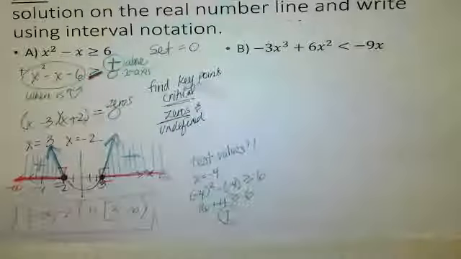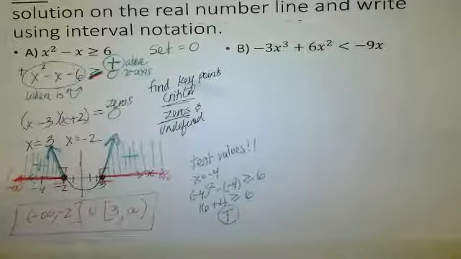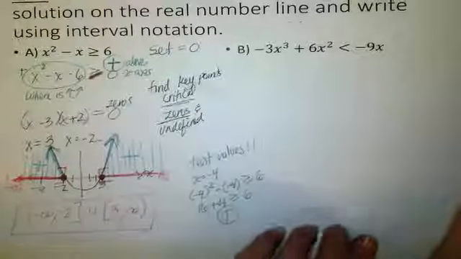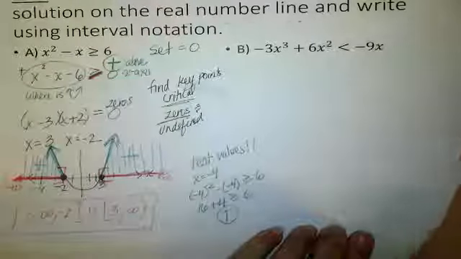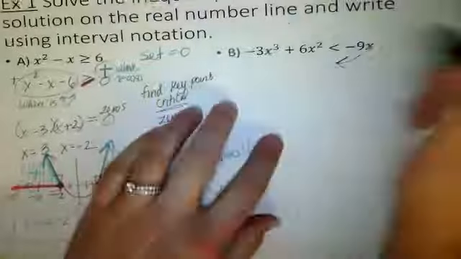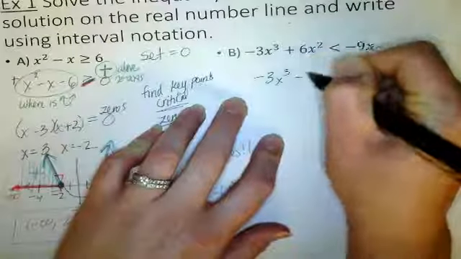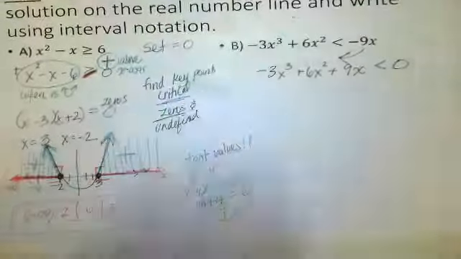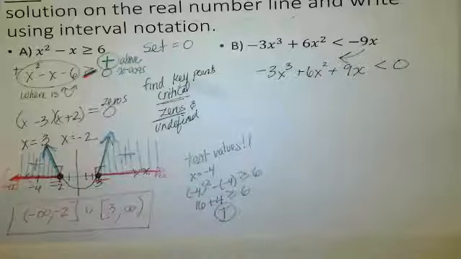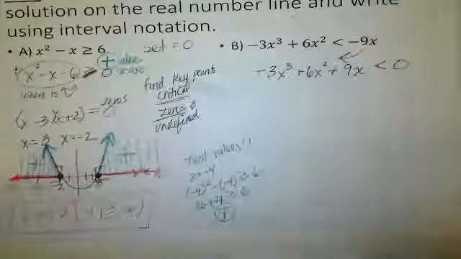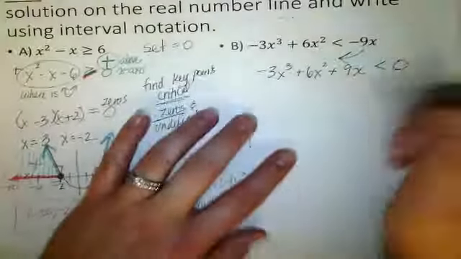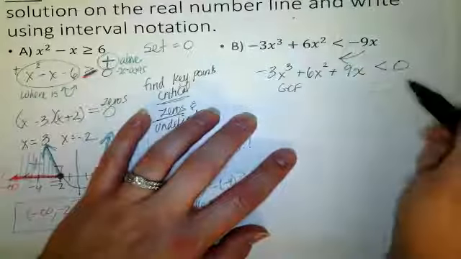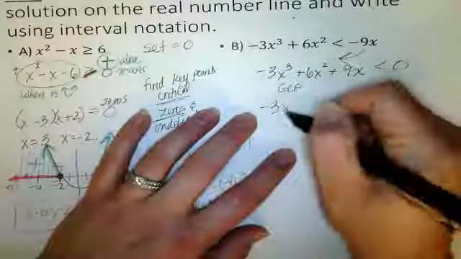Same thing over here, letter B. We have negative 3x cubed plus 6x squared is less than negative 9x. Again, I'm going to move everything to one side, so I have negative 3x cubed plus 6x squared plus 9x is less than 0. And then what can we do to solve for the zeros? GCF, yeah, there's definitely a GCF here. I'm going to say a GCF of negative 3x.